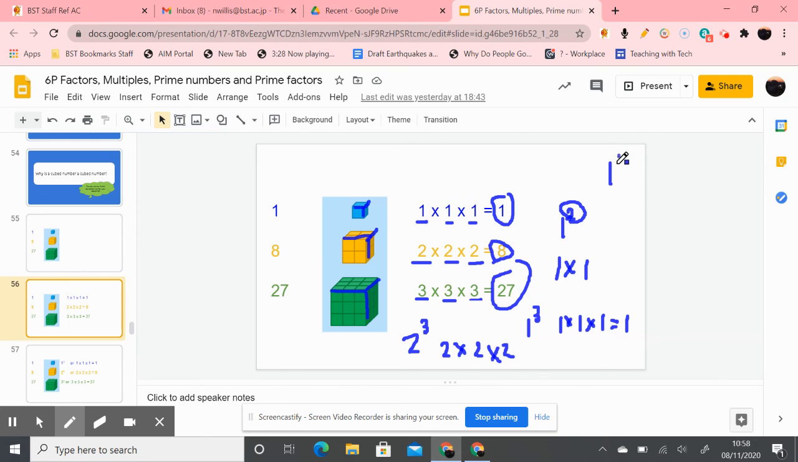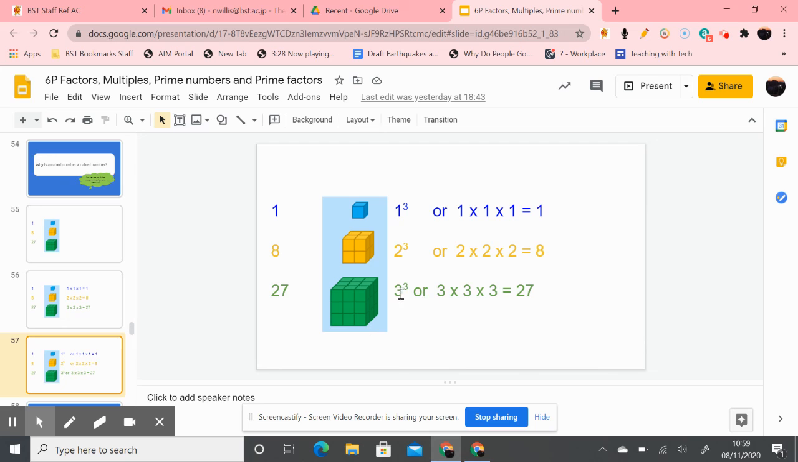If it was a 4, guess how many ones we would expect to appear? 4 ones, of course: 1 times 1 times 1 times 1. And if it was 5, you'd have 5 ones and multiply them all together. So this is very straightforward. These are cube numbers. Just to show you very quickly the final slide so you can see what it looks like. That's what it should look like.